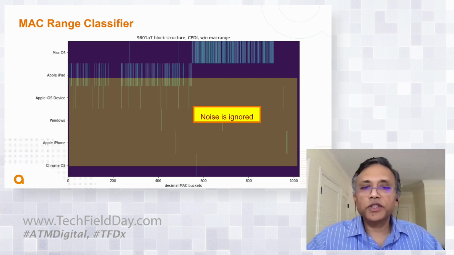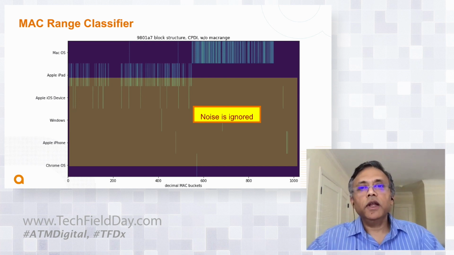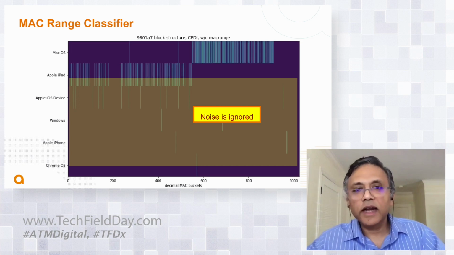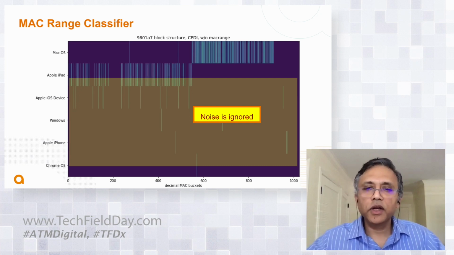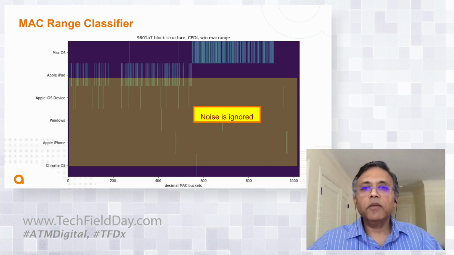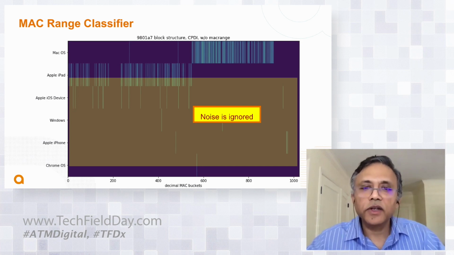So it's not just based on the MAC address. We learn the MAC address to be a certain device type based on a number of other attributes. And so you can think of this as a form of transfer learning. We learned using a bunch of different attributes, boiled it down to a MAC address, and then built a model based purely on the MAC address range.